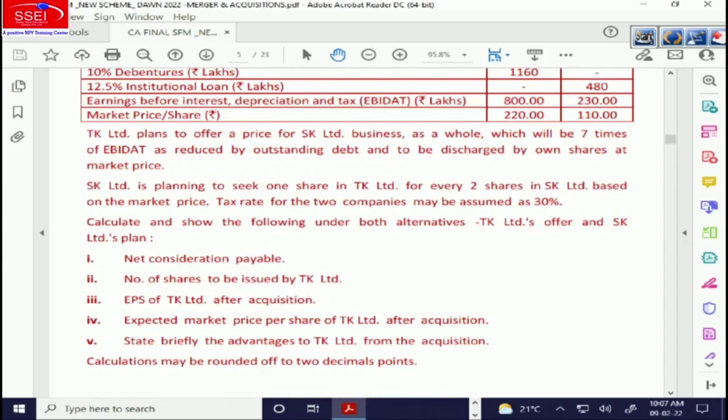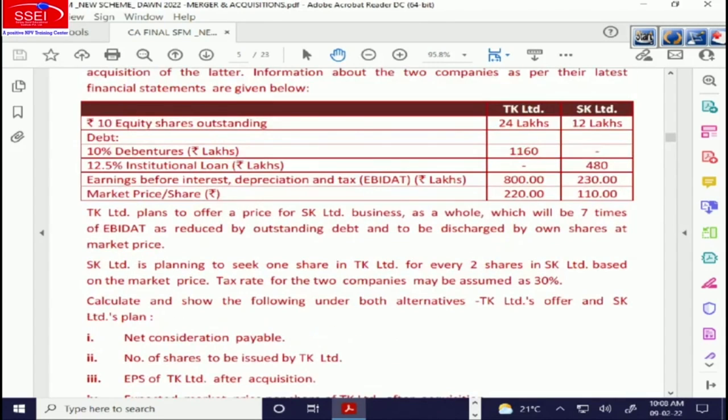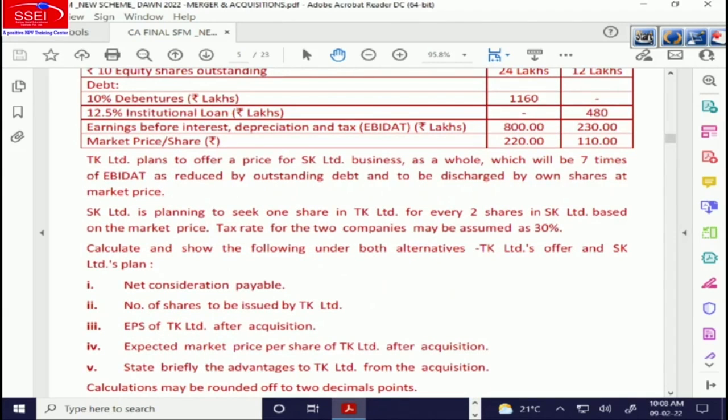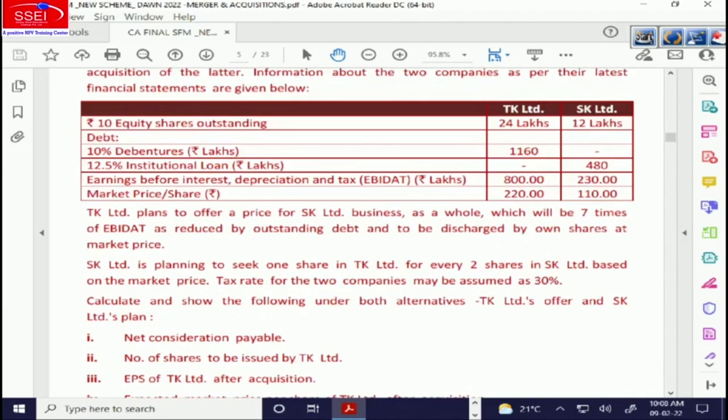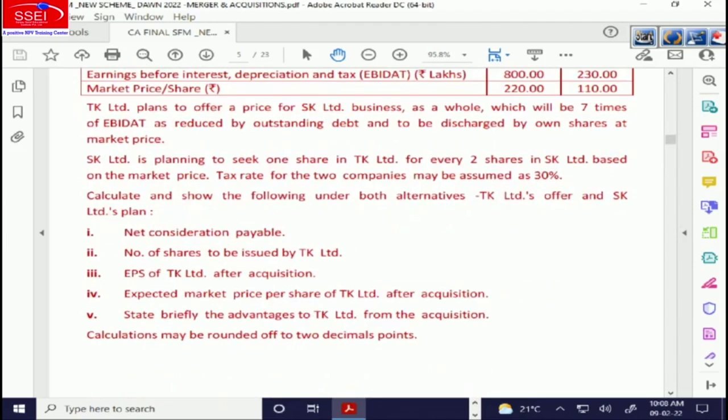There are 2 alternatives: TK Limited's offer and SK Limited's offer. We have to calculate all this. So in the TK Limited offer, let me concentrate on the first offer. The net consideration payable, we calculated, is 1130 lakhs. You remember, 7 times EBITDA, so 7 into 230, reduced by debt minus 480, that's 1130 lakhs. Number of shares to be issued is 1130 lakhs divided by 220, which is approximately 5.14 lakhs.